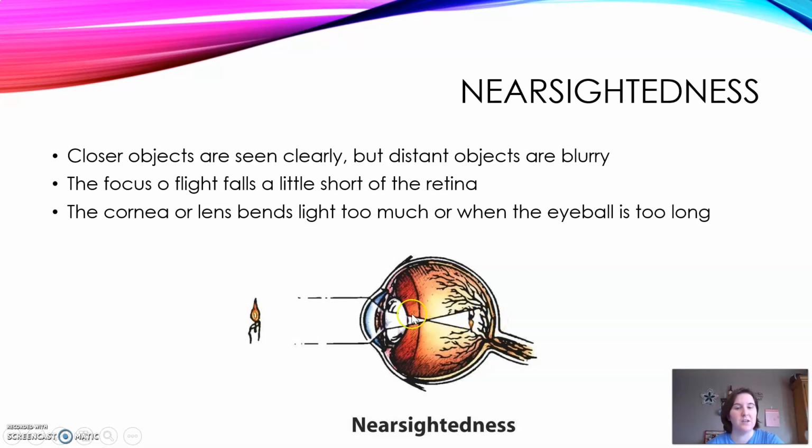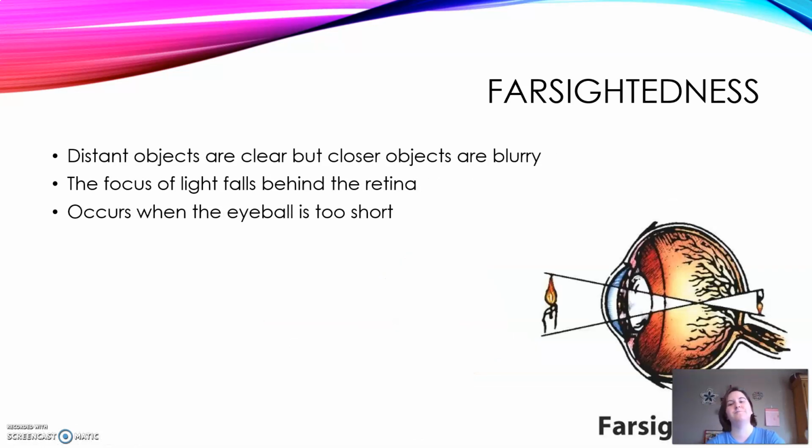It also could be because your eyeball is elongated a little bit more than a typical eyeball would be, right? Your lens could be doing the job correctly if you had a regular eyeball, but because it's a little longer, it's still not reaching the back.